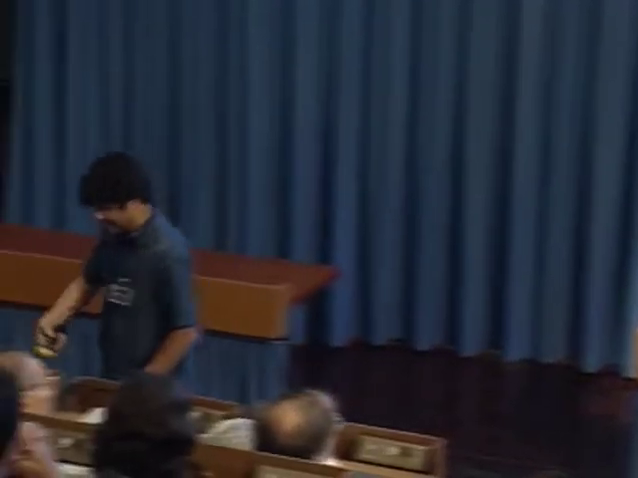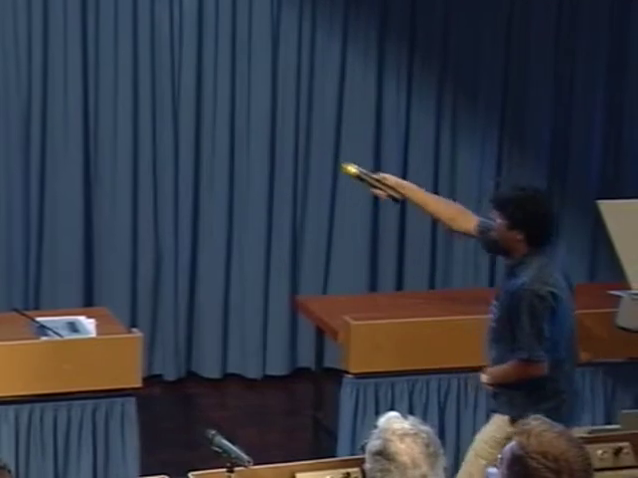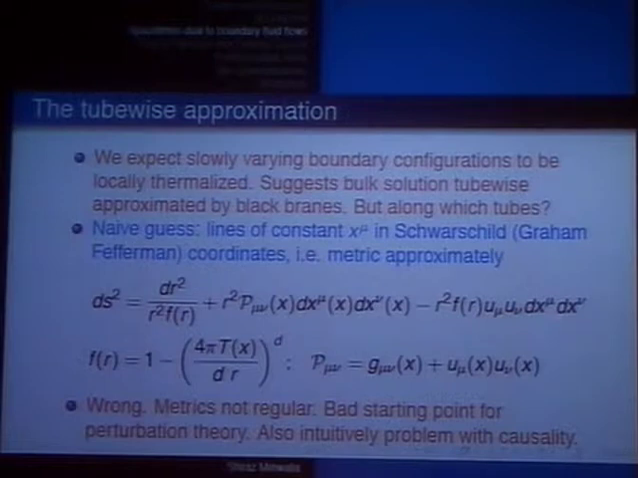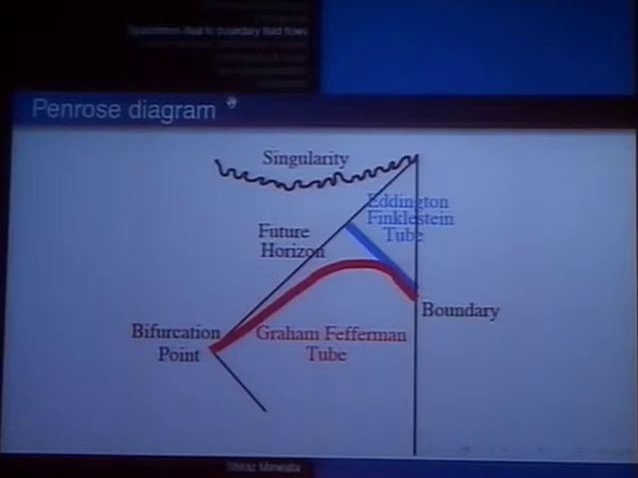There's a naive guess for the answer to this question. The naive guess is, suppose these tubes just run along constant x mu in Schwarzschild coordinates. That is, suppose that we construct metrics that look approximately like the black brane metrics that we wrote down before, except that the velocities and temperatures are allowed to vary in space. This is a naive guess. Unfortunately, I think it's wrong. This metric is not regular for an arbitrary choice of T of x and u mu of x. And also this metric has an intuitive problem with causality that I'll now explain.